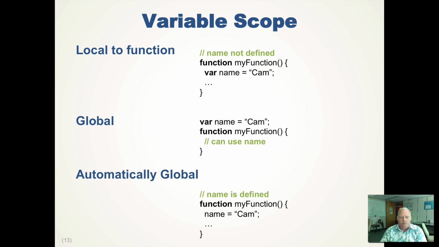It's just good practice to make sure you understand what the scope of your variables are. If you intended it to be local, you should use var. If you want it to be global, use var, but define it outside the function. So it's best practice to use the var keyword.